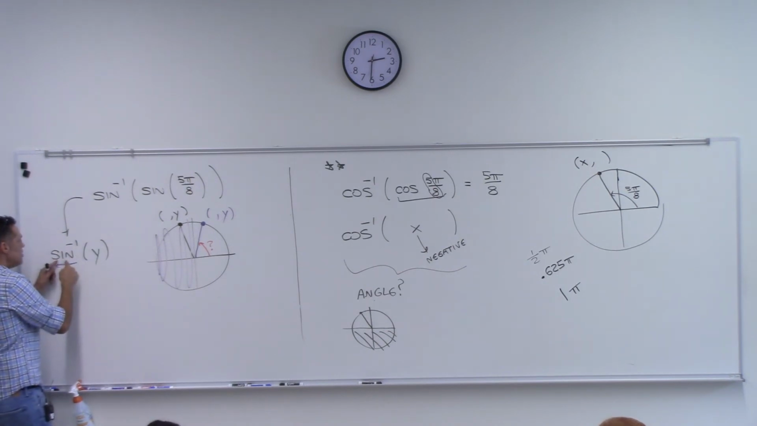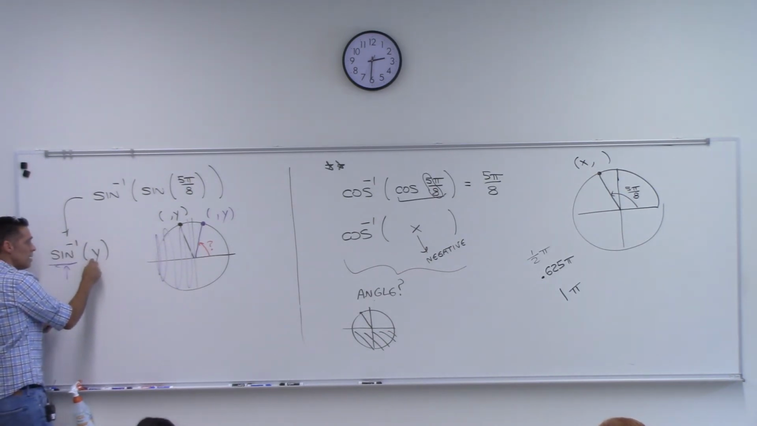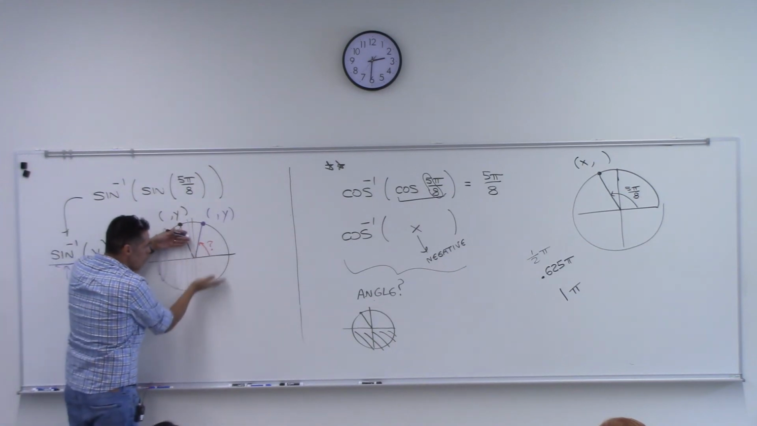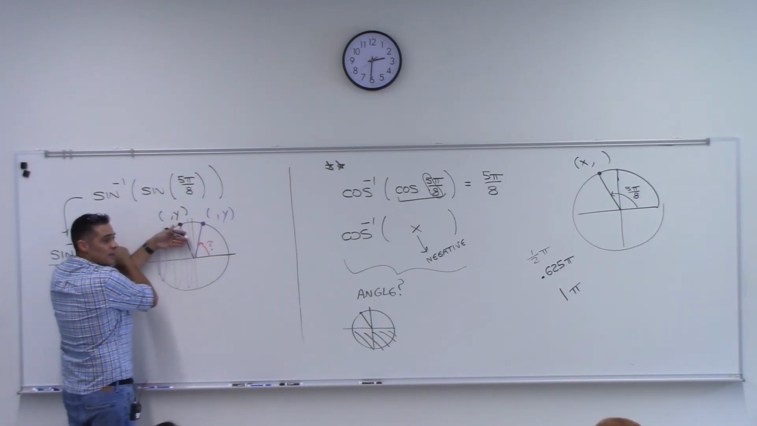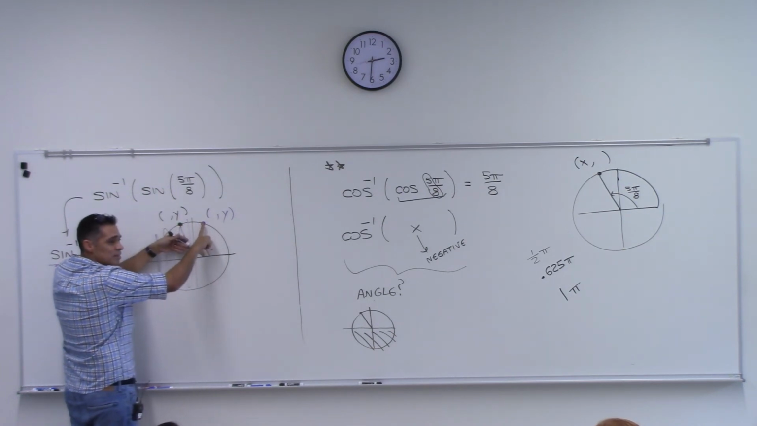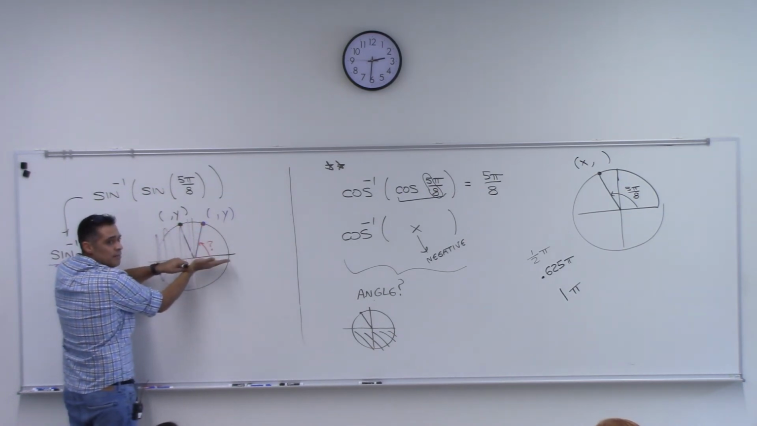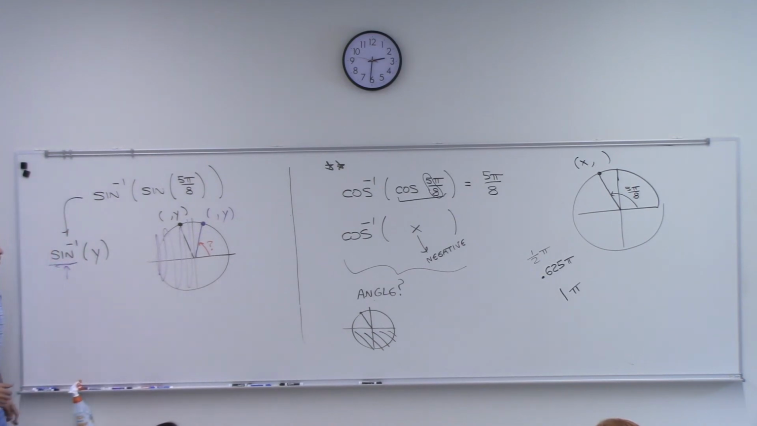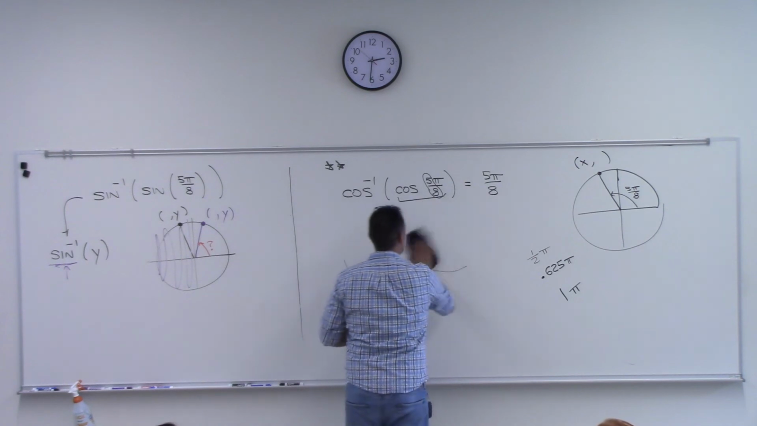If I tell you I want sine inverse of some y coordinate, you're only allowed to look in the first and second quadrants and find the angle that goes with that y coordinate. So you say, oh, that y coordinate, we really are talking about this. And I want that angle. Now to find that angle, I have to use the 5 pi over 8.